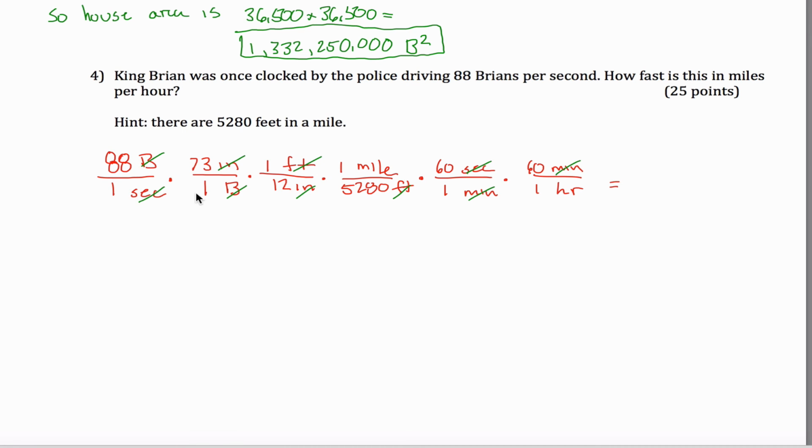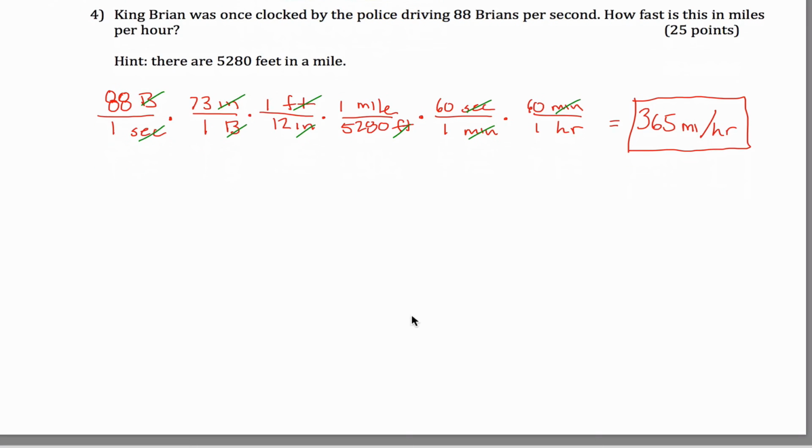divided by, what do I have in the bottom? A 12 and a 5280. And I think I made this work out nicely. Let's see. I did. Cool. It's 365 miles per hour. Pretty quick. Whew. And I guess that ends this quiz here.